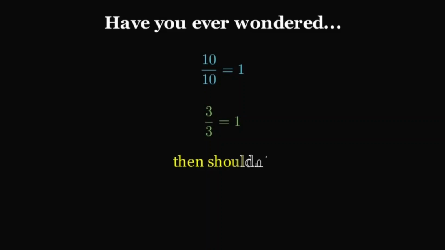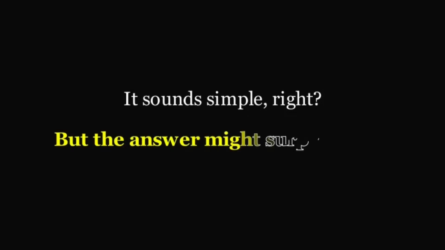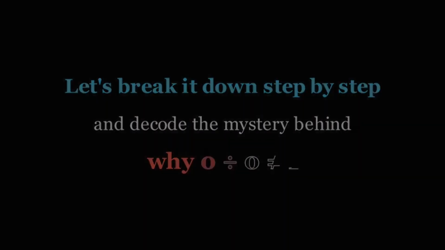Have you ever wondered, if 10 divided by 10 is 1, and 3 divided by 3 is also 1, then shouldn't 0 divided by 0 be 1 too? It sounds simple, right? But the answer might surprise you. Let's break it down step by step and decode the mystery behind why 0 divided by 0 isn't equal to 1.